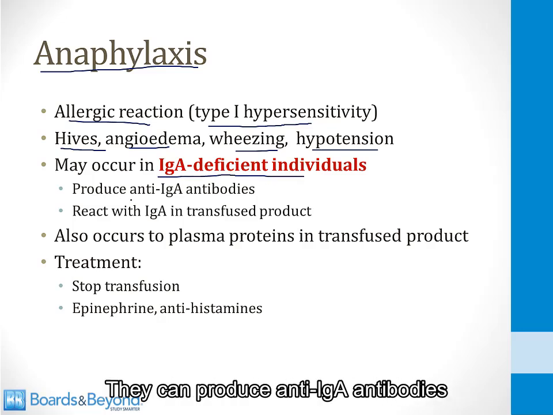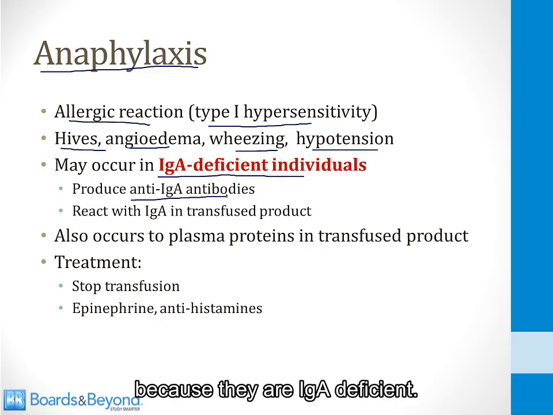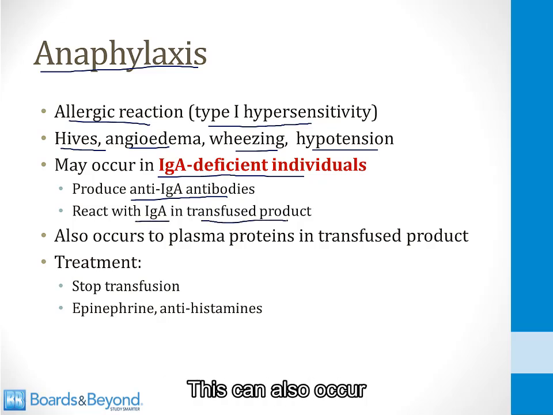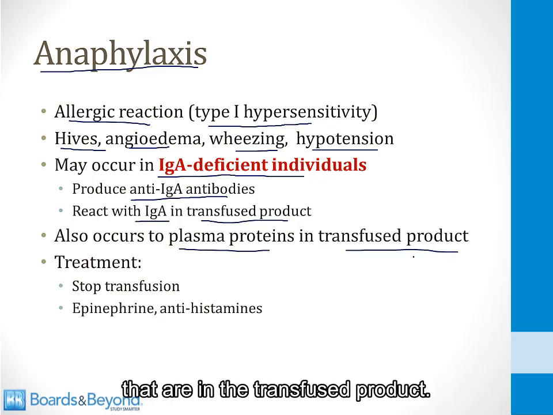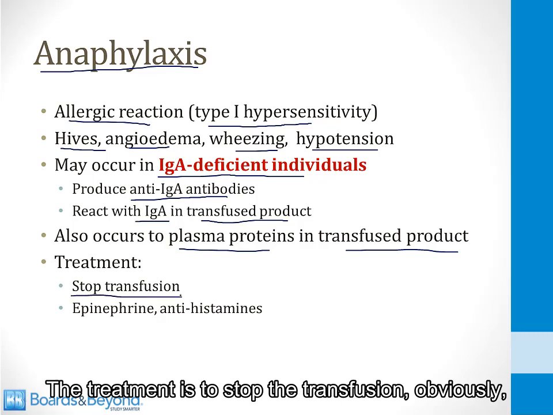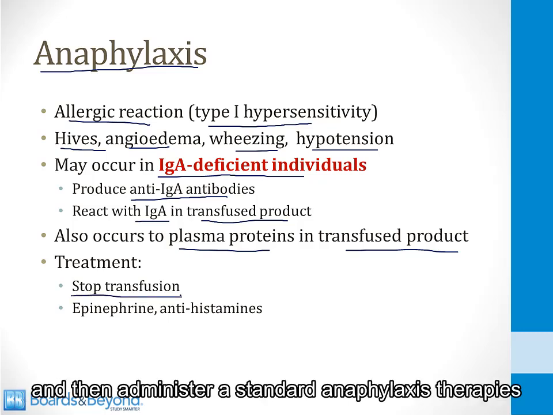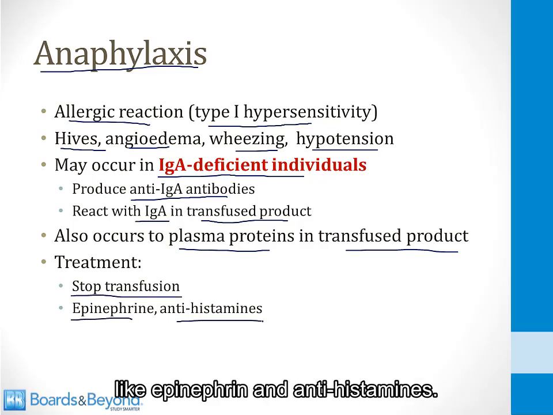They can produce anti-IgA antibodies because they are IgA deficient. These can react with IgA that is sometimes found in the transfused product. This can also occur if the patient has a reaction to plasma proteins that are in the transfused product. The treatment is to stop the transfusion, obviously, and then administer standard anaphylaxis therapies like epinephrine and antihistamines.